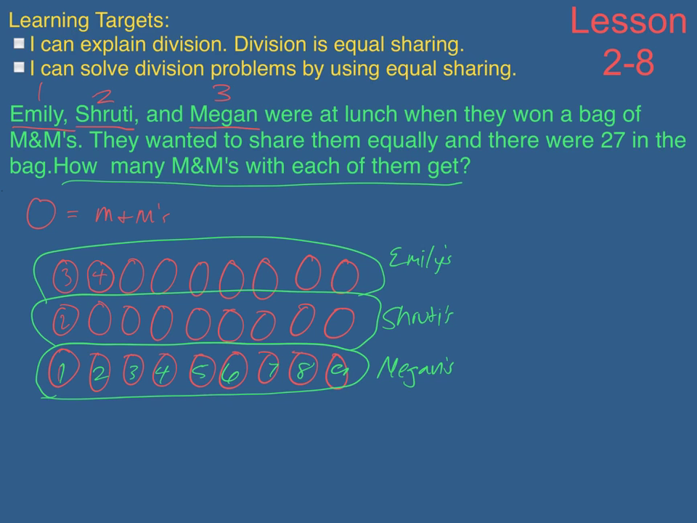So each one will get 9 M&Ms. Now, remember too, we want to include our number model. So when we're thinking of this, we started with 27 M&Ms. We divided it by 1, 2, 3 people, divided by 3, and there were 9 M&Ms in each group.